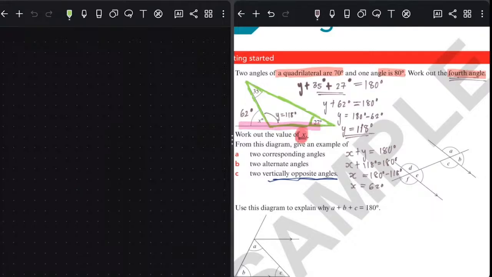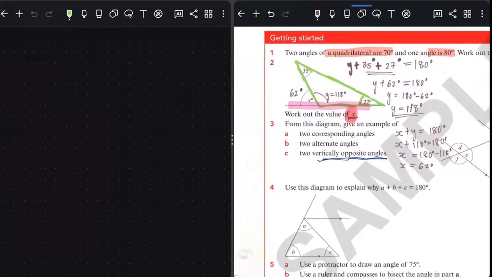What do you do? How do you find any inside angle? What's the formula? Co-interior? Inside angles, we are no longer talking about parallel lines. Inside angles of a polygon, how do you find them? Do you remember?